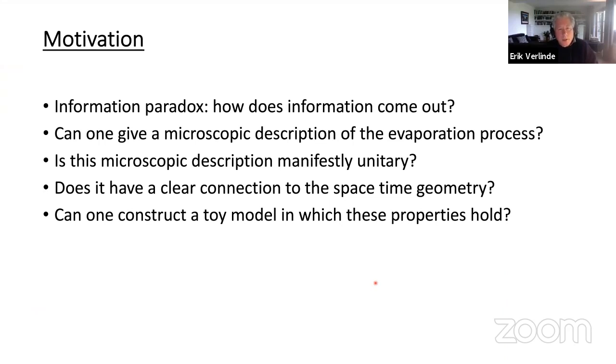Maybe we have made progress with understanding more about concepts about entanglement entropy, how that behaves. But it would be very nice if we can have some better idea of what the microscopic description is of the evaporation process in such a way that it's manifestly unitary, but also that it has a very clear connection with the space-time geometry. Anyway, this cannot be solved yet for any realistic models, but maybe toy models can help us along the way. And what I'm doing here today is also trying to get to such a model. Of course, it's related to other people's work.